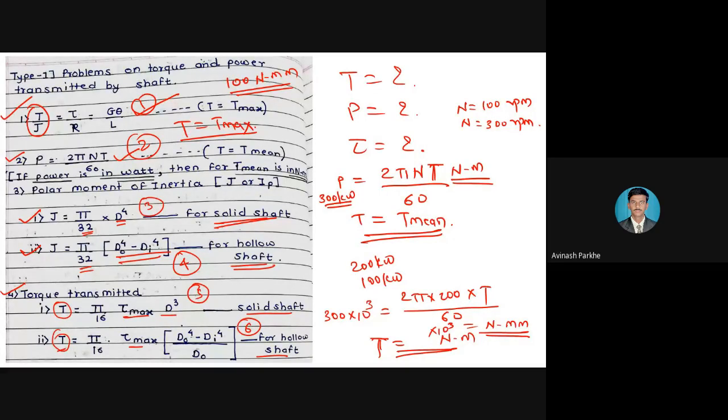Take all these formulas, torsion formula and power formula. In the torsion formula, capital T means T max. In the power formula, capital T means T min. If power is in watt, you will get the torque in Newton meter only.